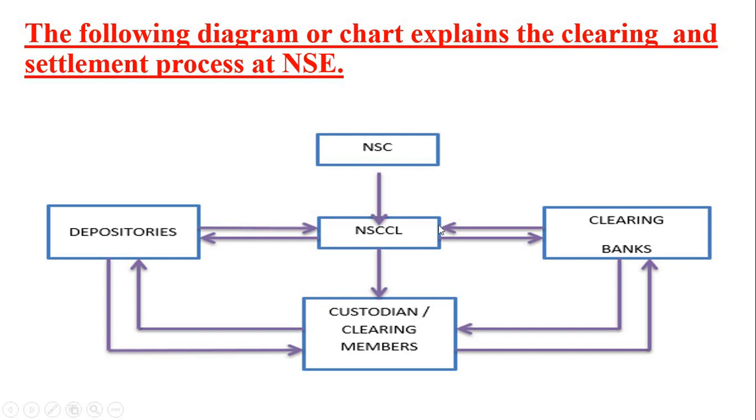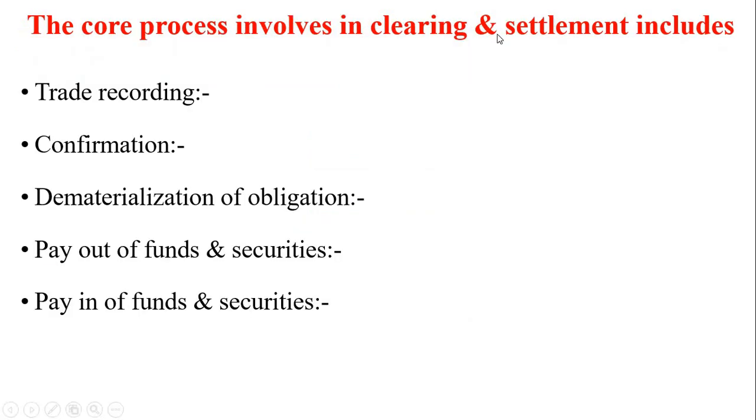Finally, look here, clearing banks inform custodian or clearing members. After the depository, the clearing banks will inform custodian or clearing members to settle the process. This is the very important diagram or chart explaining the clearing and settlement process at NSE. After that, what are the various core processes involved in clearing and settlement?